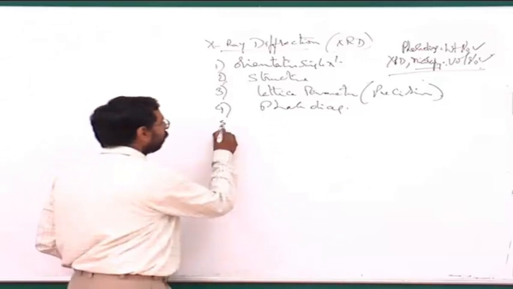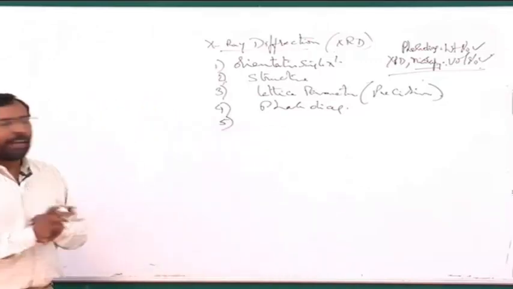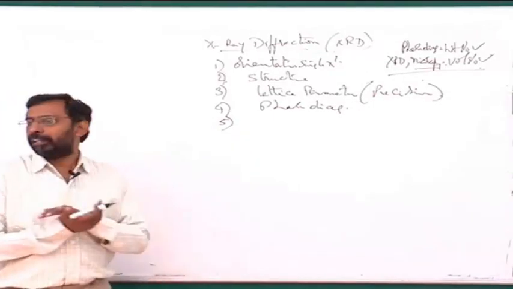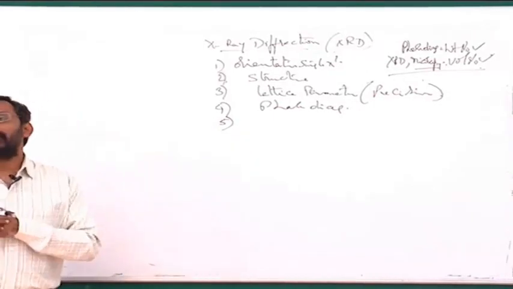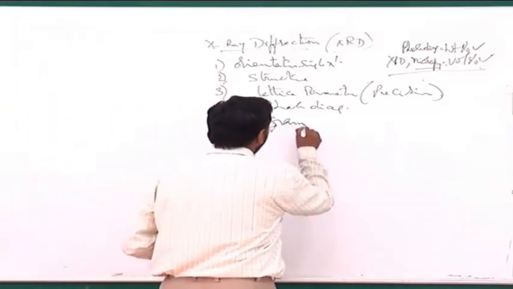Now we come to the fifth thing, which is, for example, if I have a material which is a polycrystalline material, can I find out the grain size inside? So let's look at that aspect, which is called grain size.